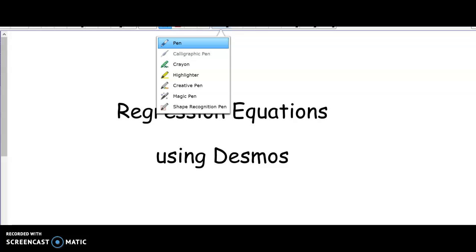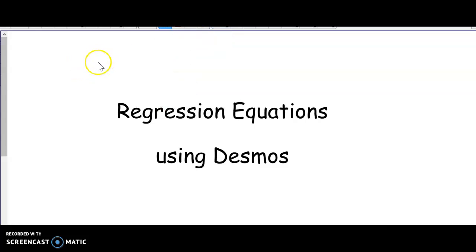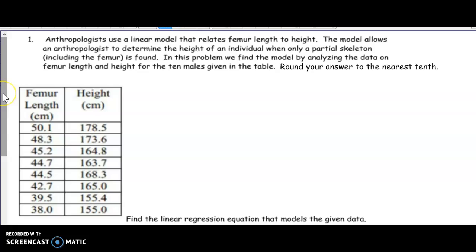We're going to talk a little bit today about regression equations using our Desmos graphing calculator. So let's start off with a problem. This problem talks about anthropologists using a linear model. One thing that I want you to look at here, it tells you what kind of model you're using. So you know that you're going to be looking for a linear regression equation, and that's going to be helpful to you when you go to plug in your information.